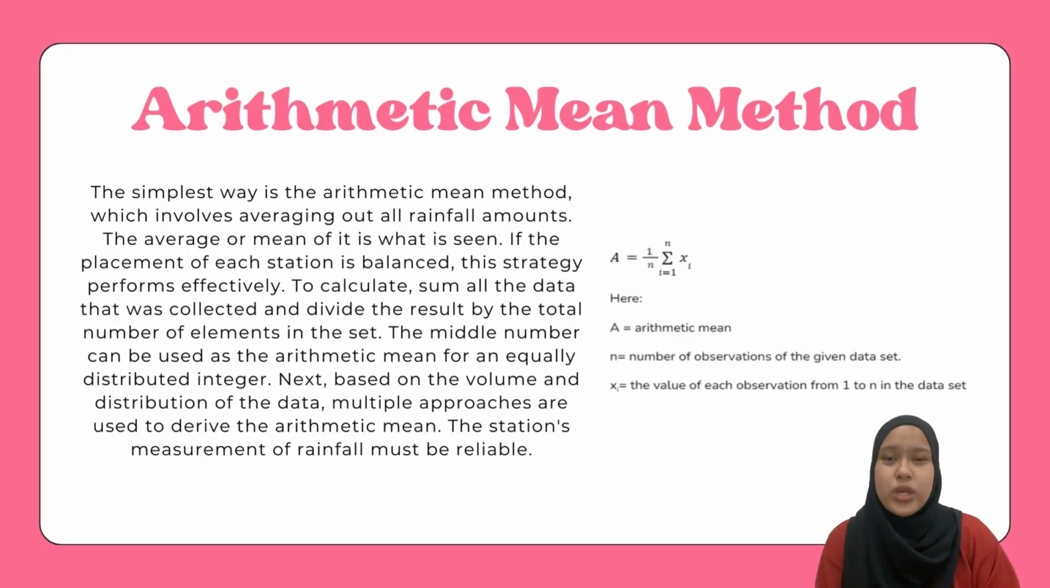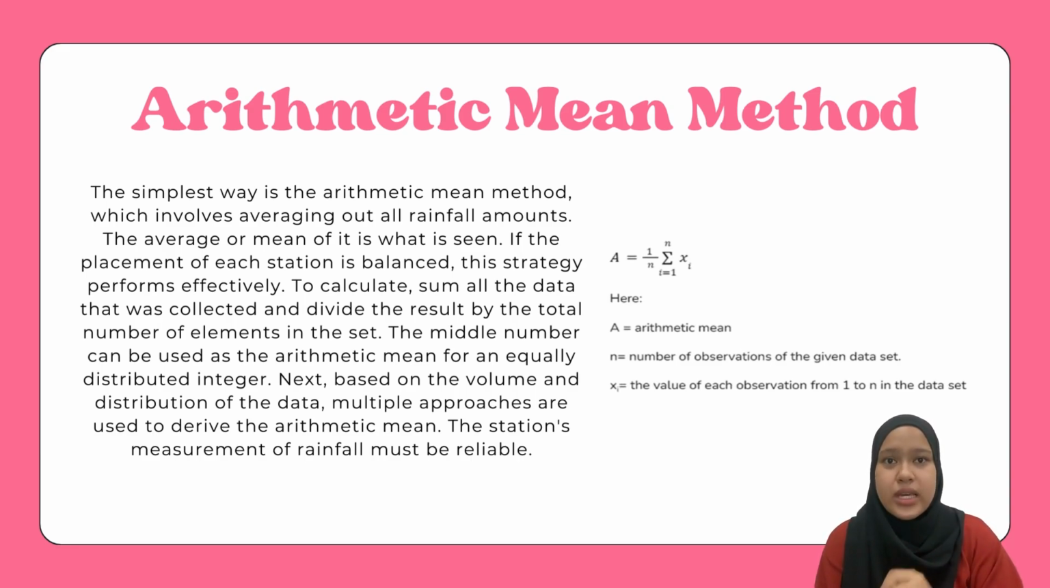For the last method, we use the arithmetic mean method. This is the simplest way, which involves averaging out all rainfall amounts. The average or mean of it is what is seen.